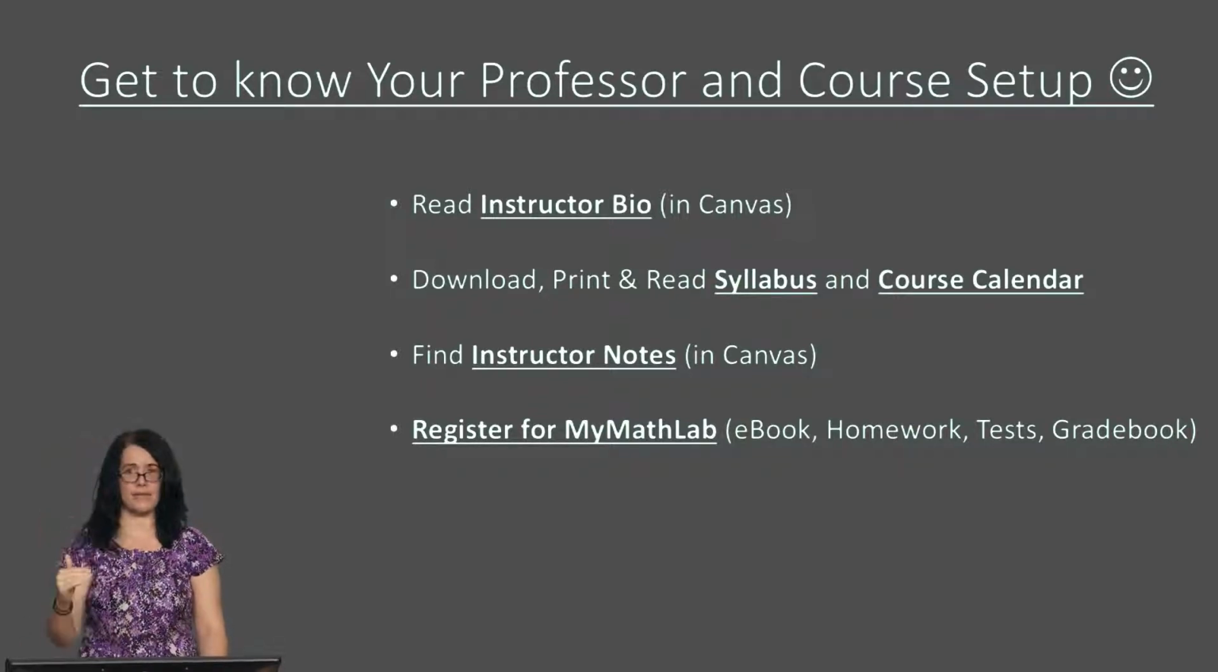Finally, at the bottom of that same Start Here page, you'll notice the registration for my math lab information. It's just like purchasing a textbook, only you purchase an access code, either with my math lab directly or from your bookstore at Valencia. Once you have that access code and you enter our course ID number, which is also on that Start Here page, you'll have access to the ebook. You'll have access to the online homework with lots of helpful tools to help you practice and see how you're understanding the content, as well as any chapter tests that we are assigning, and the gradebook.